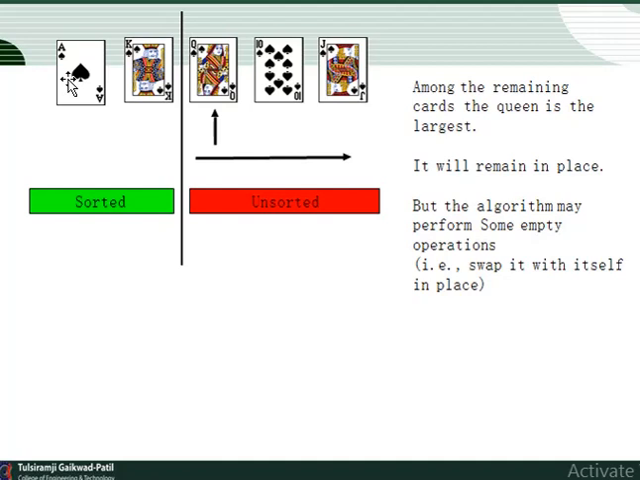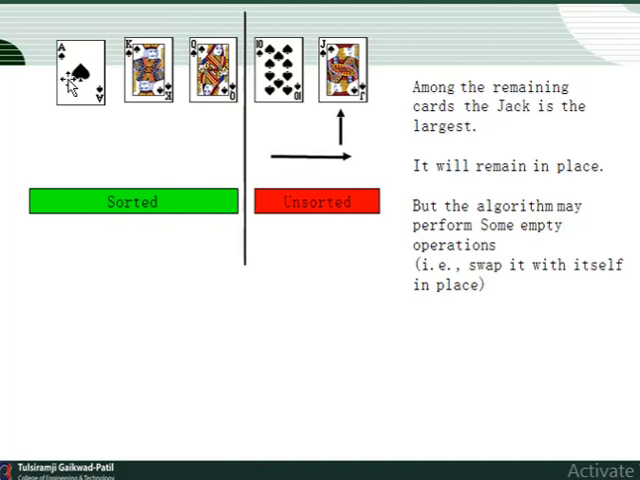Now, after looking at the remaining cards, the queen is the largest one. It will remain in its place because it is already in its appropriate position. But the algorithm may perform some empty operations, that is, swap that element with itself in place, or in other words, no need to swap, it's already in its appropriate position. In the next step, ace, king and queen are in sorted order.